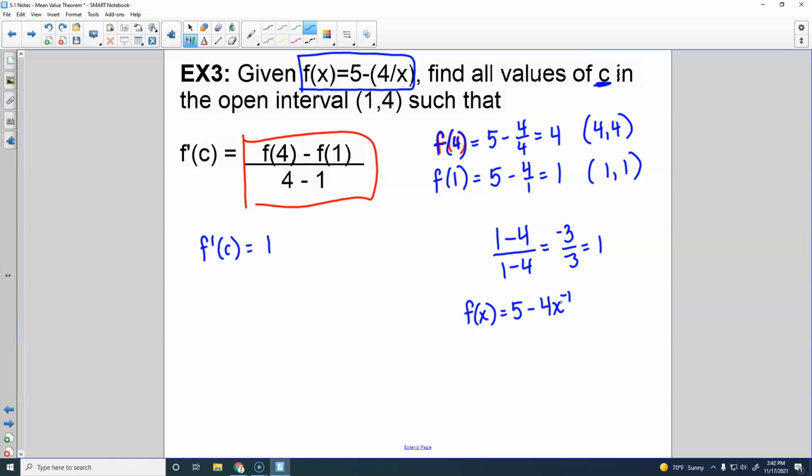4x to the negative 1. So f prime would just be 4x to the negative 2, or 4 over x squared.